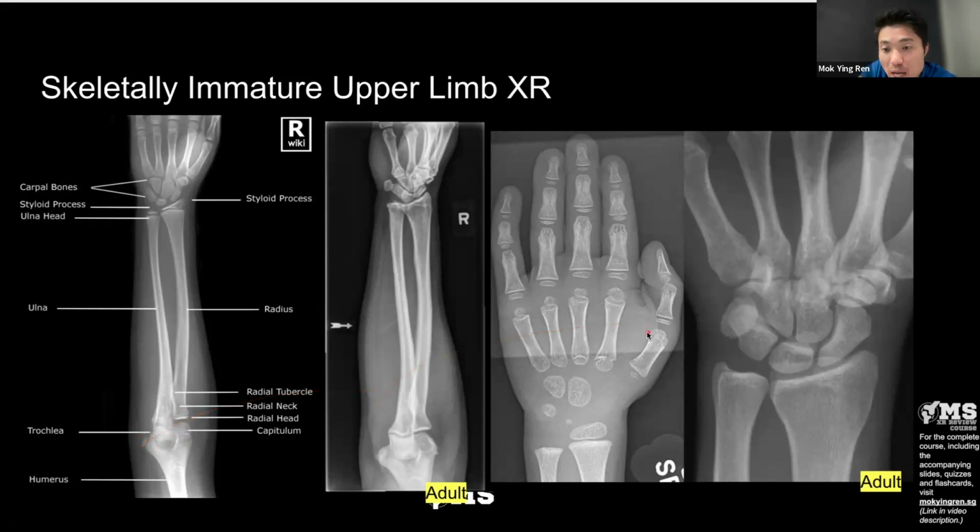Over here is the wrist. In the wrist, there are 8 carpal bones, which are well formed in the adult. As you can see, the scaphoid is really obvious here, but in the child, you do not see them. That's because they are not ossified. It does not mean they are not present. They are present in the cartilaginous form. That's why it is not picked up on an X-ray. Nevertheless, they are there, but they are not ossified. You can see the difference.